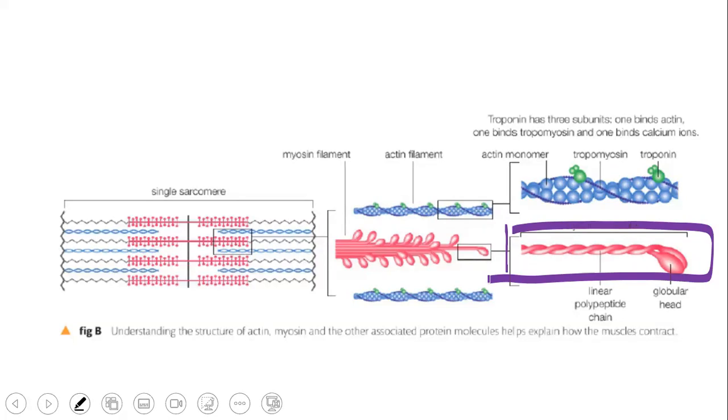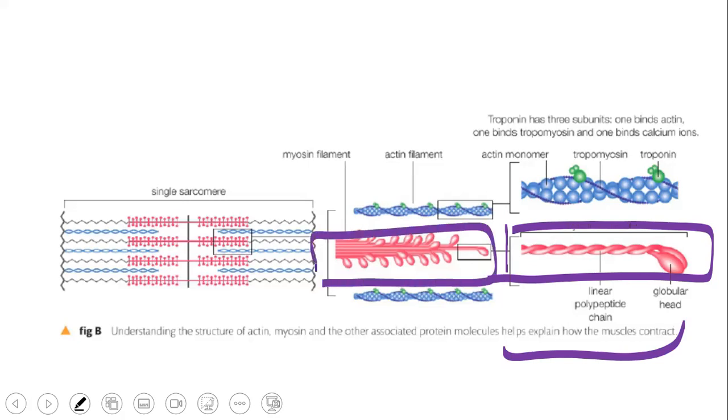A myosin filament is made up of a lot of these molecules. This is a single myosin molecule, and a myosin filament is made up of a lot of these myosin molecules with their heads sticking out from the filament like this. So multiple heads are sticking out from the myosin filament. An actin filament, on the other hand, the blue one, is made up of two chains of actin monomers. The two chains of actin monomers join together like beads on a necklace.